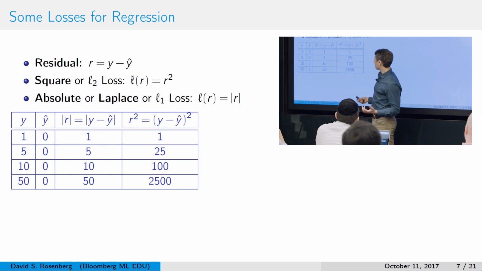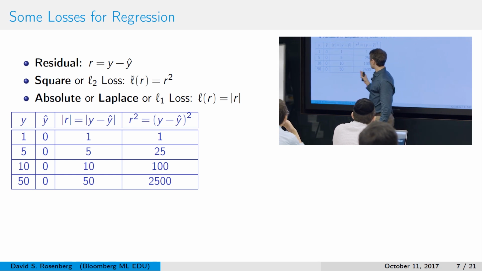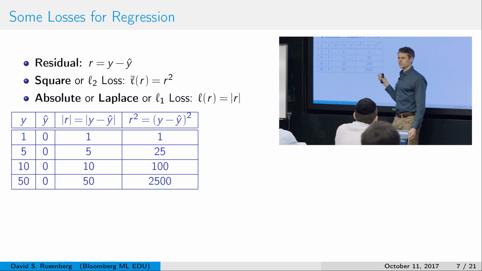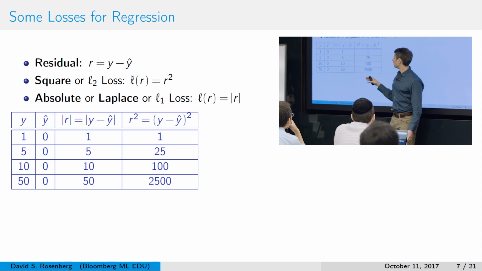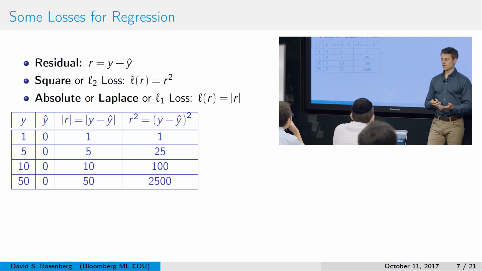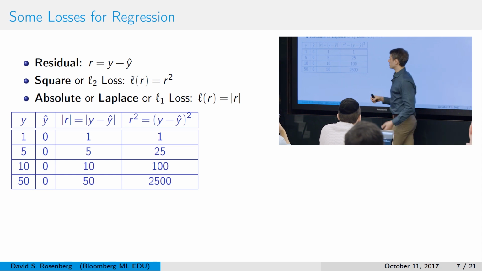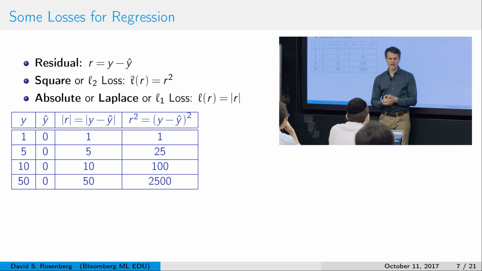And the point of this table is to show that the square loss penalizes really heavily for big errors compared to the absolute loss. So if you have a particular data point that for some reason or another has a large residual, the square loss is going to really focus your objective function on that one point, because the penalty incurred is huge compared to the others.